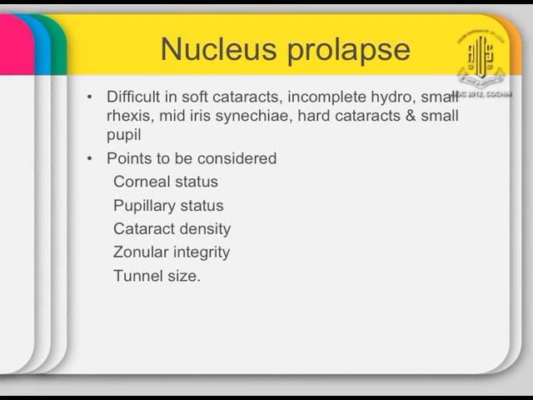Difficulty of nucleus prolapse has already been dealt with by Dr. Ganesh. Nucleus prolapse is always difficult in soft cataracts, incomplete hydrodissection, small rhexes, mid-iris synechiae, hard cataract and small pupil. Points to be considered during the prolapse are the cornea and the pupillary status. Look at the cataract density, the zonular integrity and the tunnel size.